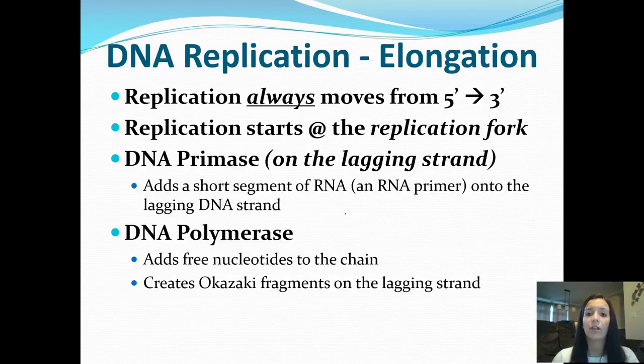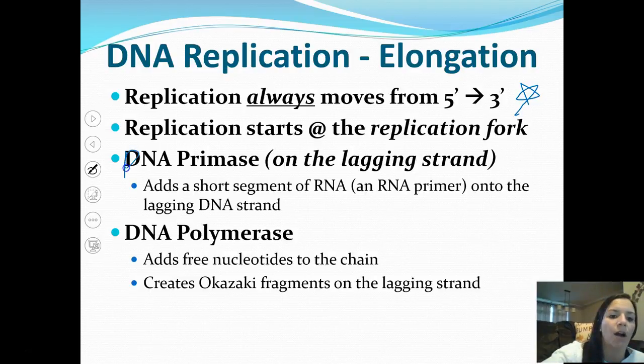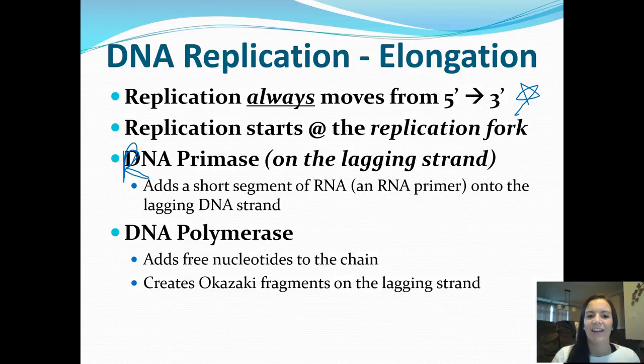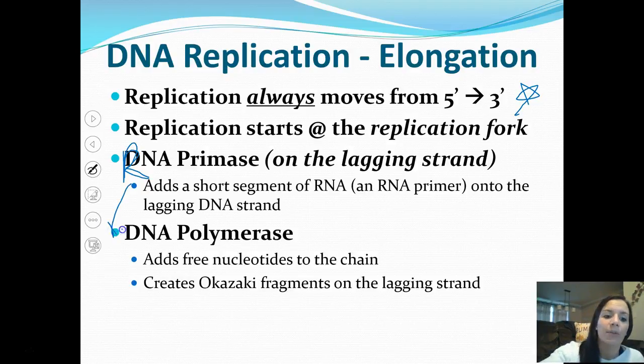So in elongation, it's important to remember that replication is always going to move from 5' to 3'. This is important. Make sure you star or highlight that. And like we said, replication begins at the replication fork. Something called DNA primase is going to be on the lagging strand, or I'm sorry, this is not DNA. This should be RNA, excuse me. RNA primase is on the lagging strand, and it adds a short segment of RNA onto the lagging DNA strand. From there, DNA polymerase will be able to add free nucleotides to the chain.